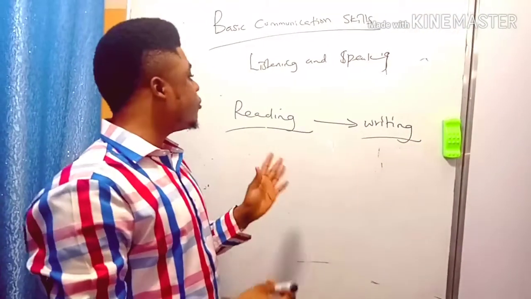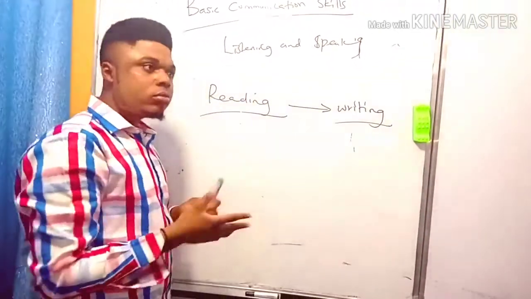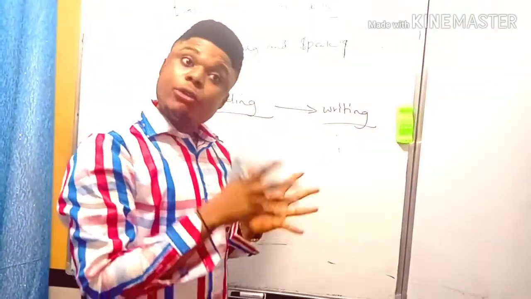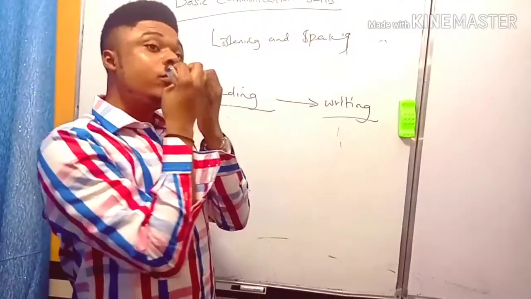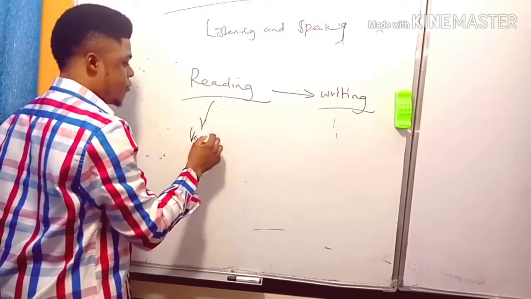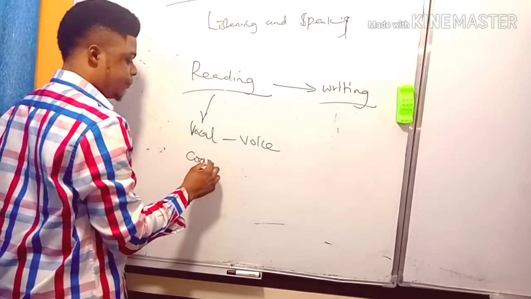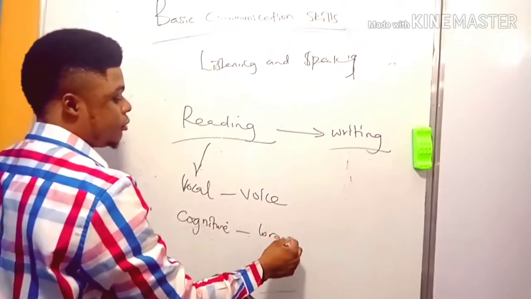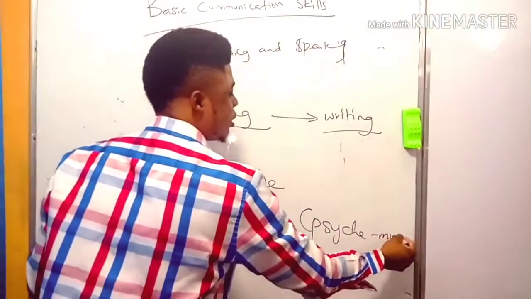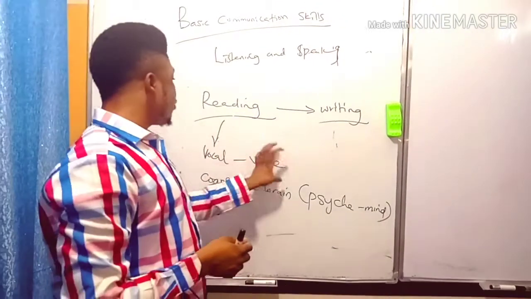So what is reading? Reading involves the conscious vocal recording of important texts that are written down, obviously, and this must involve the mouth and the voice, vocal. That's the major point of reading. It is vocal. That means the voice is involved. It is also cognitive, because the brain is involved, as well as the psyche, which is the mind. So for us to successfully read, we must have all of these things intact.